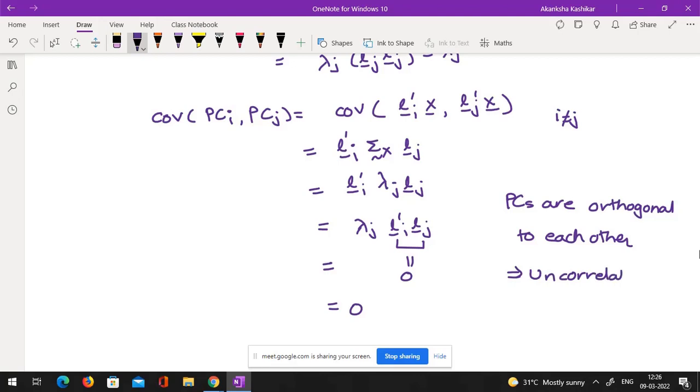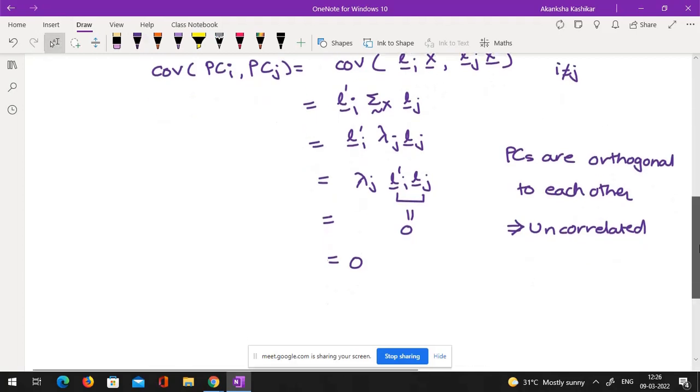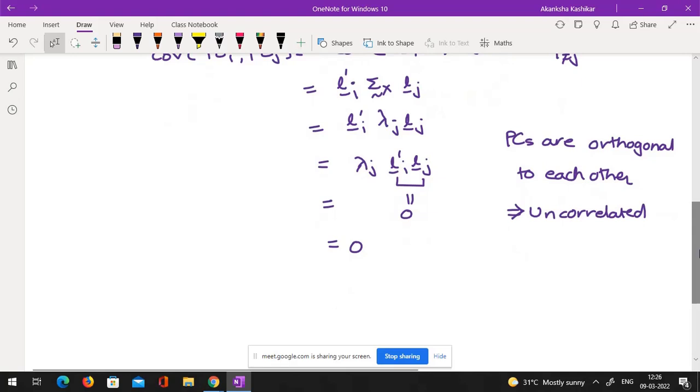We just now proved that their correlation is 0, and uncorrelatedness or orthogonal nature indicates that the information that each one of them is providing is completely free from the other. Means we don't have any redundancy. Whatever the first PC is telling me, the second PC is telling something additional. The second PC is not repeating even a part of what the first PC was telling me.